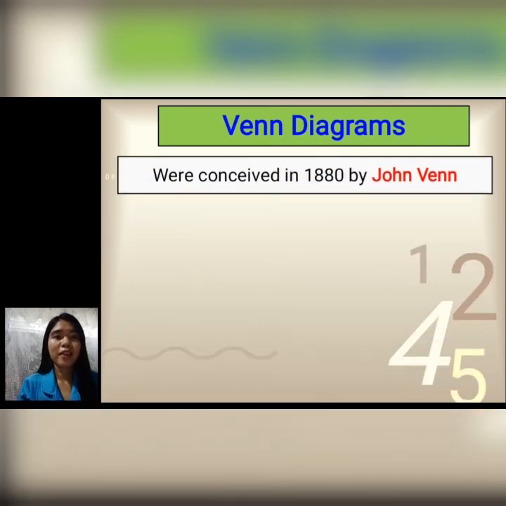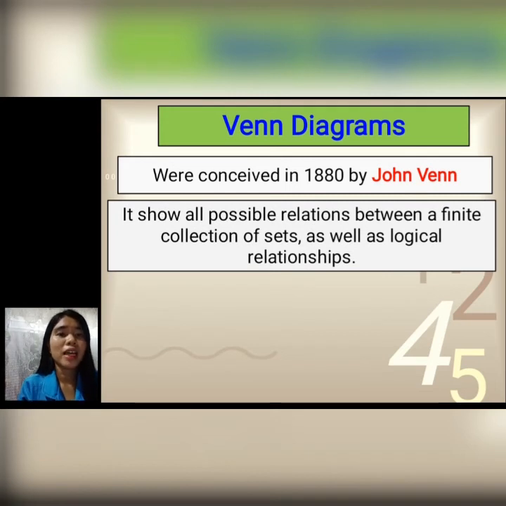So Venn diagrams were conceived in 1880 by John Venn. John Venn was a British philosopher and logician. So when we say Venn diagram, it shows all possible relations between a finite collection of sets as well as logical relationships. In short, it is a way of picturing relationships between groups of things.